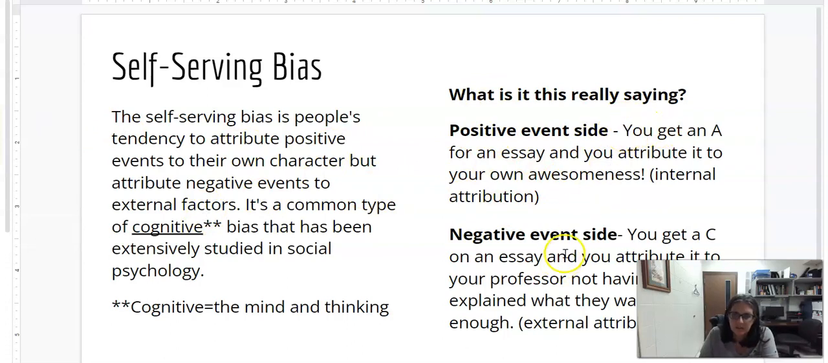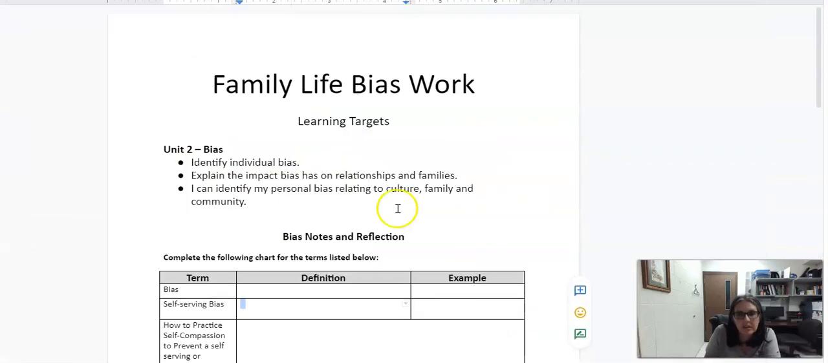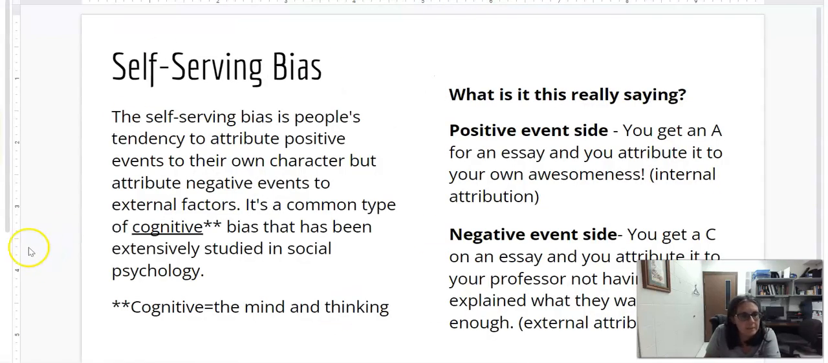These are examples. You get an A for an essay. You attribute it to your own awesomeness. Like, yes, I did that. It was because I did great. On the negative event side, you get a C on an essay and you attribute it to your professor not having explained what they wanted well enough. So that's saying, oh, I did badly because of someone else. Those are examples of self-serving bias. So you have definition, you have examples right there that you can put into that.